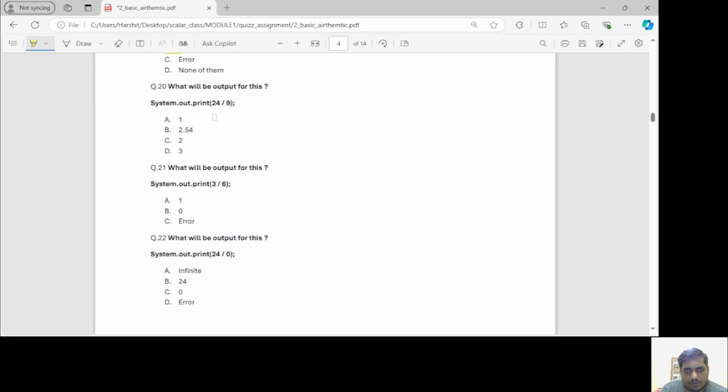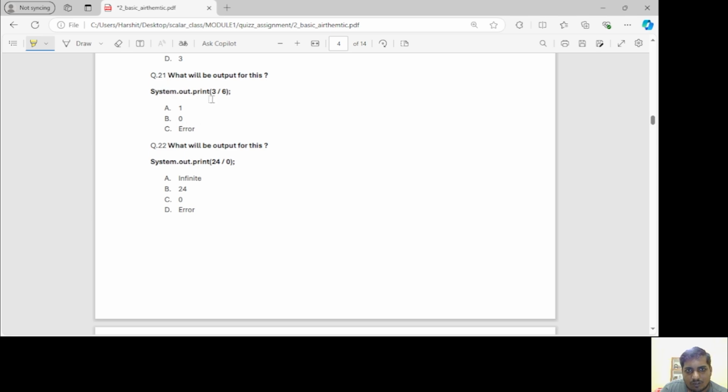Now we see the question number 20. 24 divided by 9. What will be the answer? The answer is 2. Here 2 point something comes, so we'll remove the decimal, only 2 is the answer.